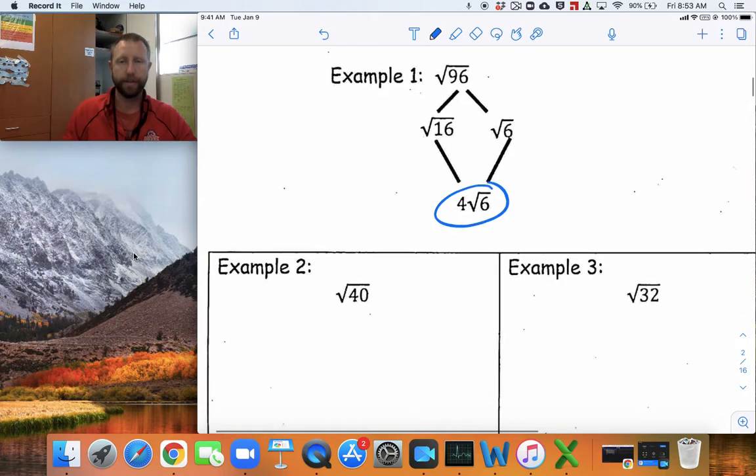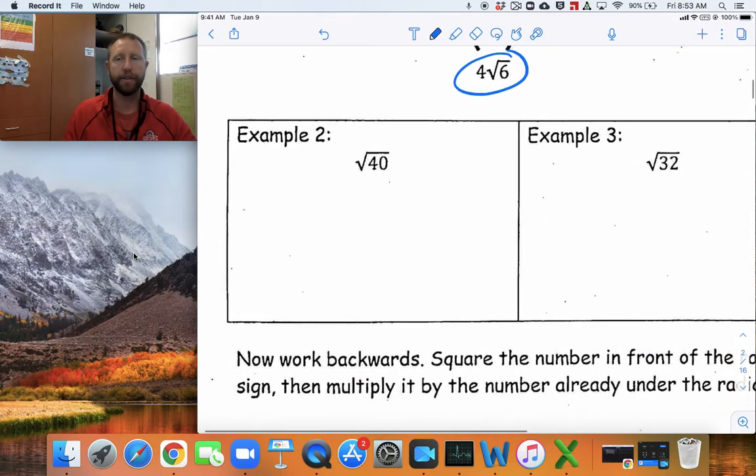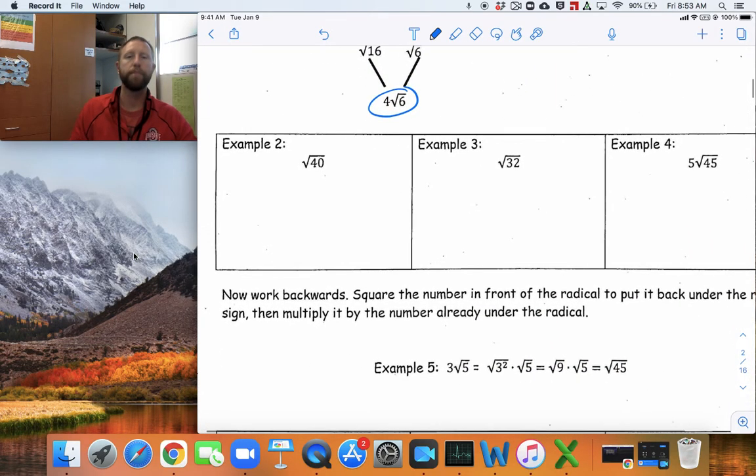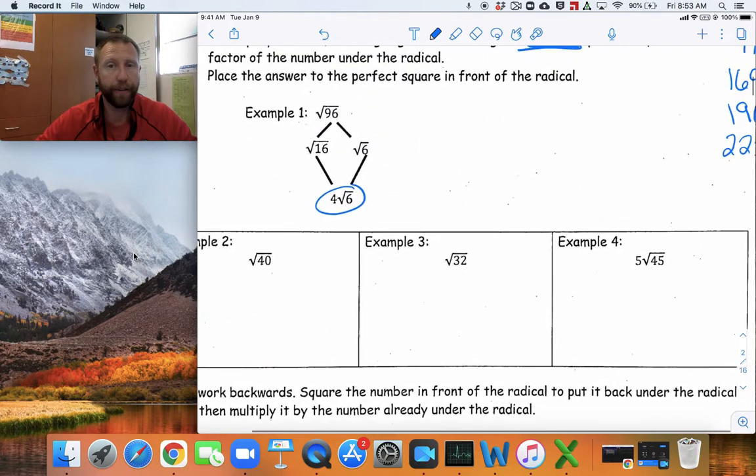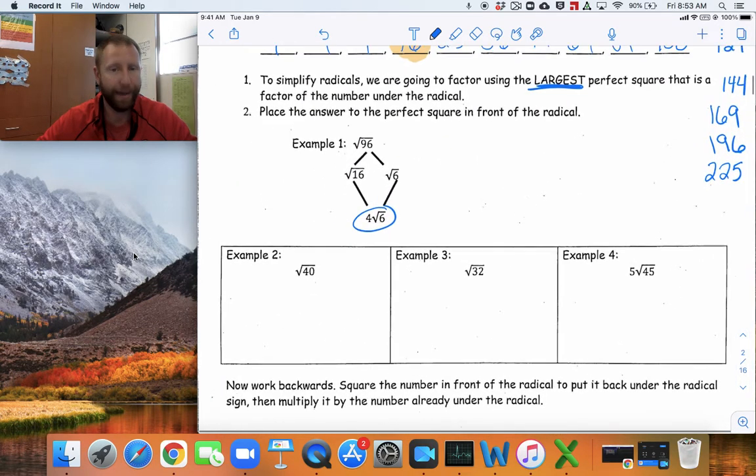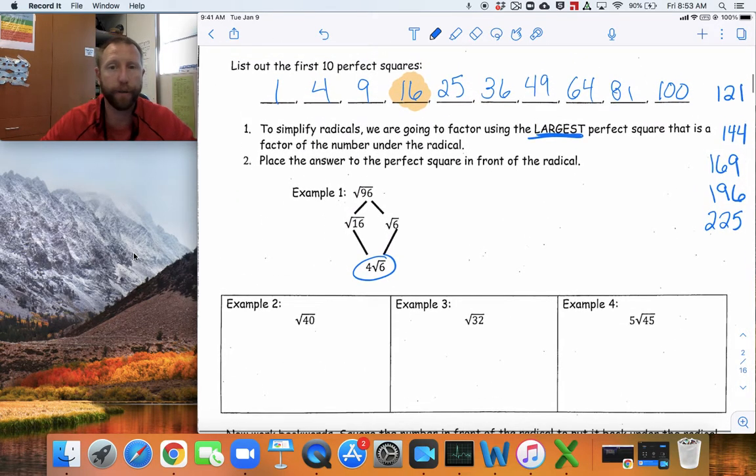I think it's easier to see us actually work through some together. So these next three examples, we'll work through them. Radical 40 is example number 2. So I'm going to check my perfect squares. Half of 40 is 20, so I'm going to check every perfect square. I can erase my little 16 highlight there.